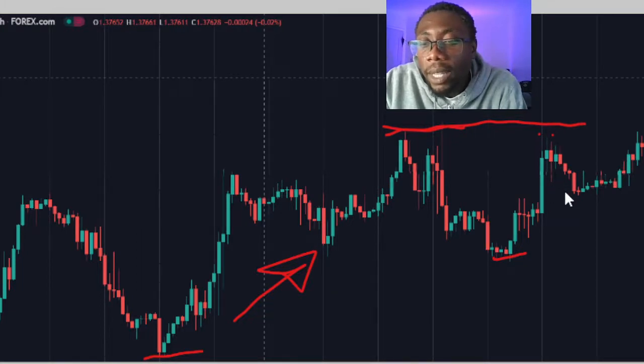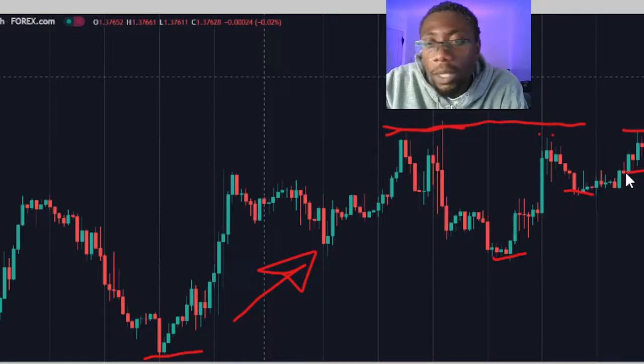And then we get another bounce off of that area down to about here. And then we get a final run where price gets stalled out at that level again. And then we get a last final support where price broke through with significant momentum.